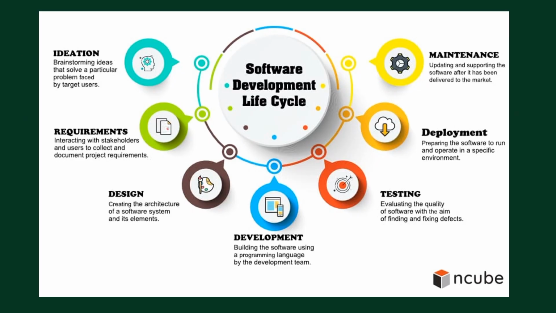Here's an example of software development lifecycle chart. First, you have ideation, brainstorming ideas that solve a particular problem faced by target users. Then there's requirements, interacting with stakeholders and users to collect and document project requirements. Then there's design, creating the architecture of a software system and its elements. Then there's development, building the software using a programming language by the development team.